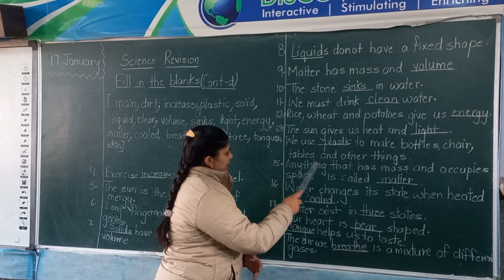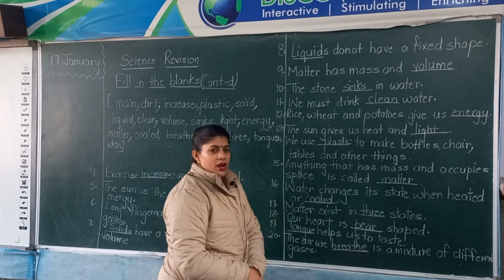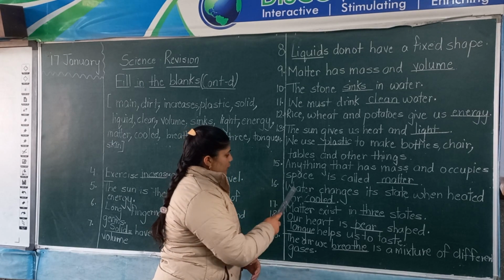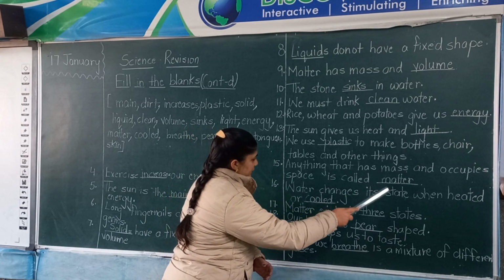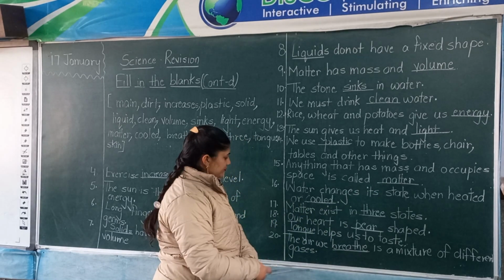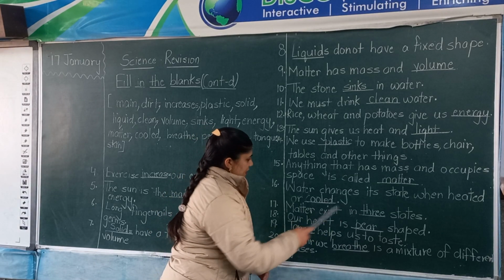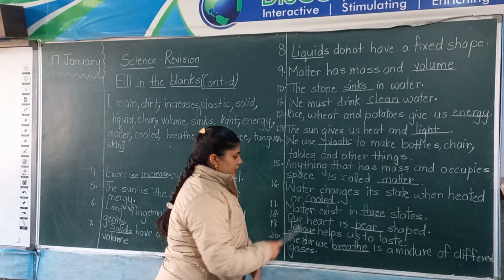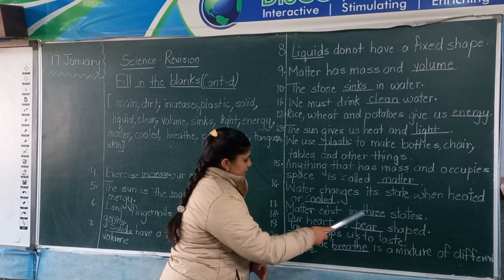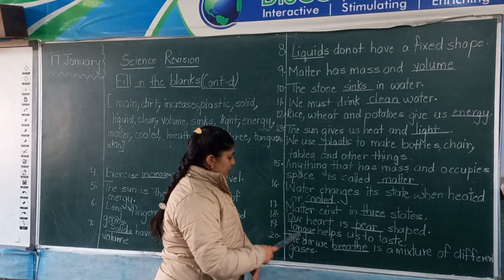15. Anything that has mass and occupies space is called dash. Answer will be matter. 16. Water changes its state when heated or dash. Answer will be cooled. 17. Matter exists in dash states. Answer will be 3. 18. Our heart is dash shaped. Answer will be pear.